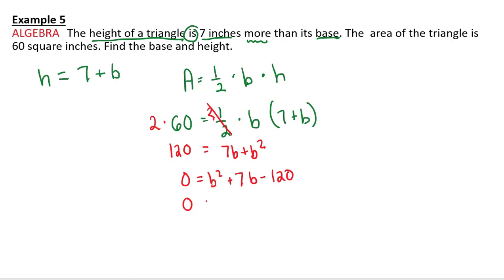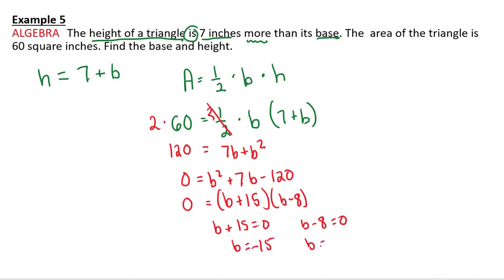And then we have to try and factor this. Then I set each one of my factors equal to 0. So b can equal -15 or b can equal 8. You can't have a negative base length. So my base is equal to 8. My height is 7 plus what my base is, which in this case is 15.